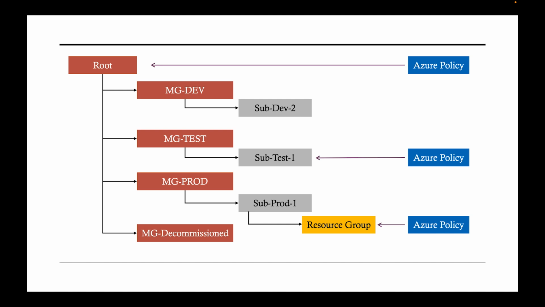On the top left, you have your root management group, and everything in that orange, peach color is a management group. So you have MG Dev, MG Test, MG Prod, and then an MG Decommission, because we want to stay compliant, and all our subscriptions that are no longer in use will be moved over to our decommissioned area. Below that you have your subscriptions: sub-dev, test, and prod.